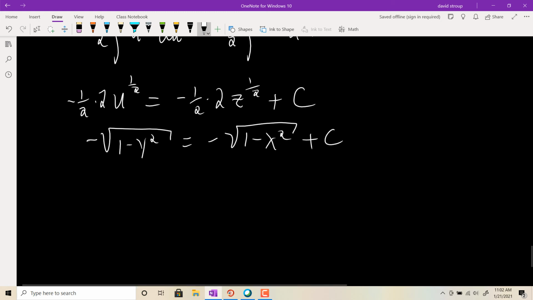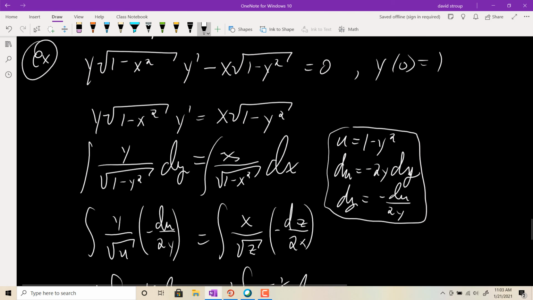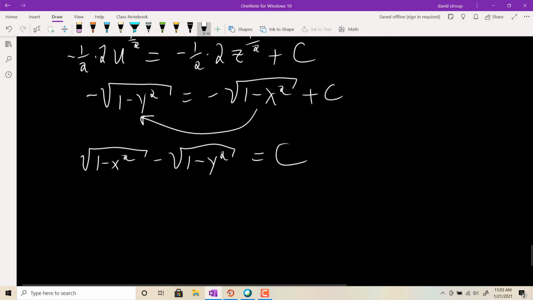And then I like to get it kind of in this quasi circular type equation. So I'm going to move this junk over here. And I'll have square root of 1 minus x squared minus square root of 1 minus y squared is c on the right-hand side. Okay, so I need a particular solution, so I zip up y of 0 is equal to 1. Okay, so y of 0 is equal to 1.